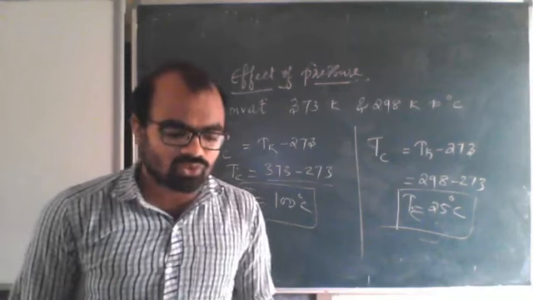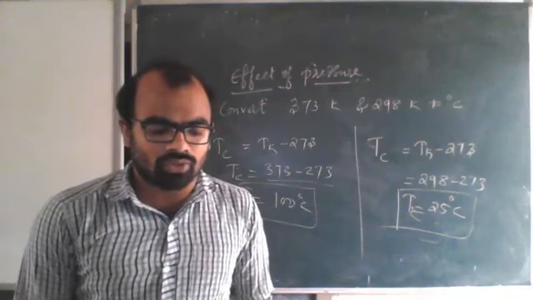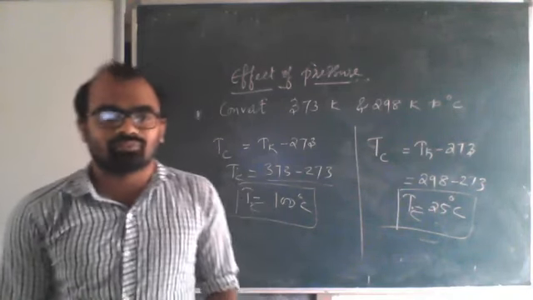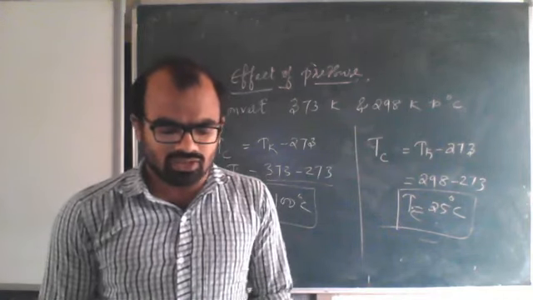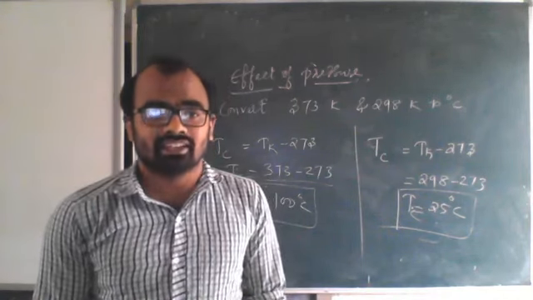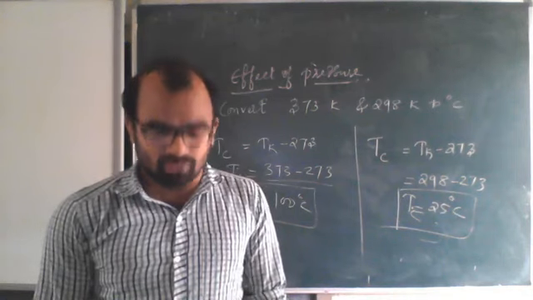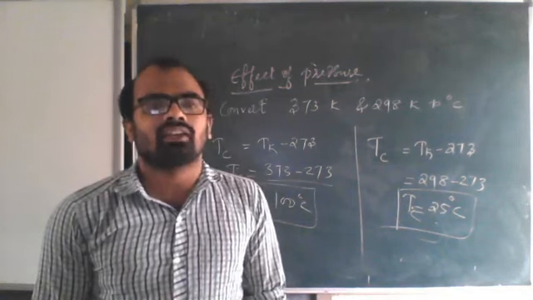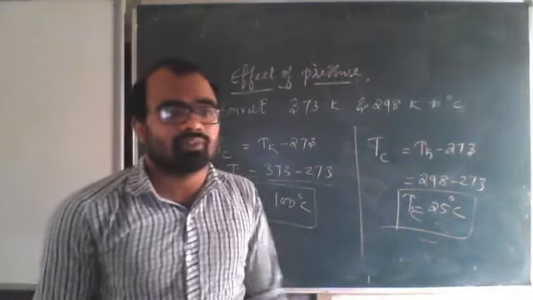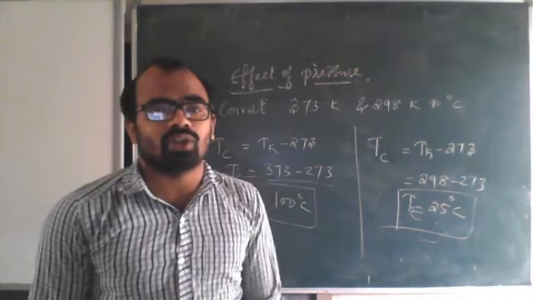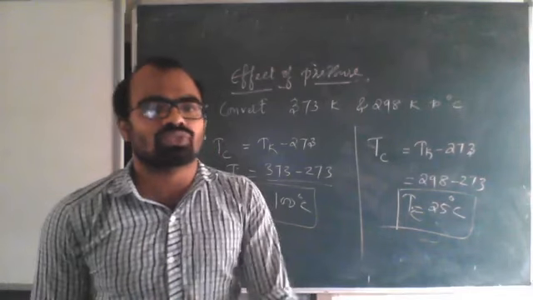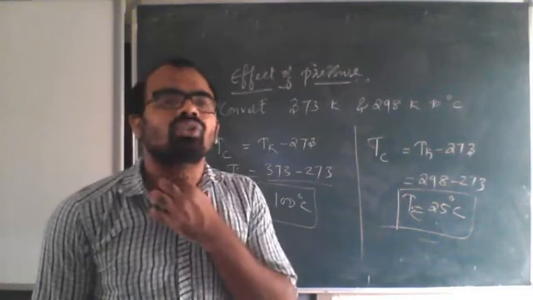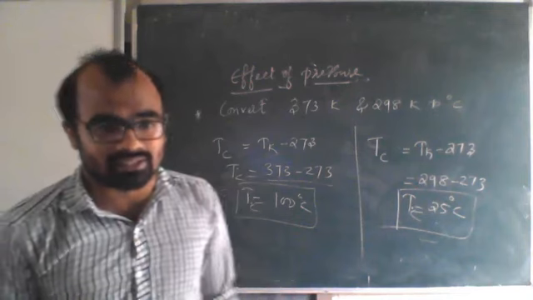So the first question is, convert the following temperature to Celsius scale. You can easily convert them. So what is the first one? 300 K. If you convert it into Celsius scale, 300 K means you have to subtract 273. 300 minus 273, you will get 27 degrees Celsius.